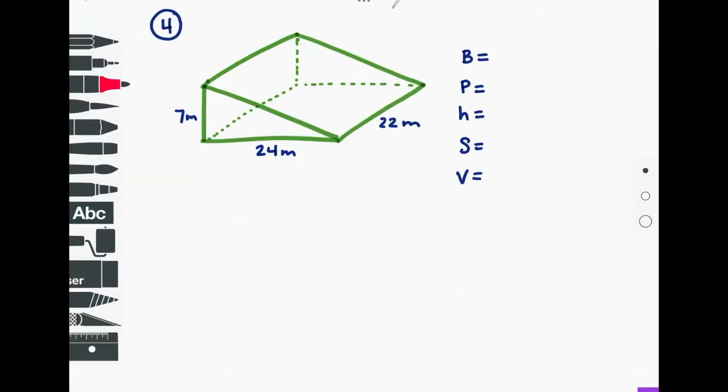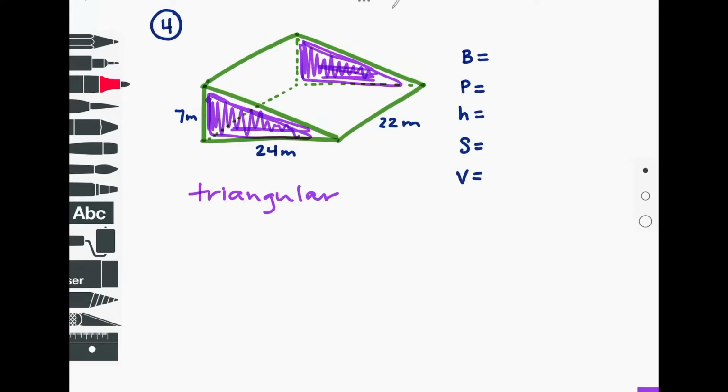I kind of knew number 4 would stump you. Actually, I referred to it on the previous worksheet. A lot of people have trouble finding the base shapes on this because it's sort of tipped over. And so again, we're looking for two congruent parallel shapes. And so this was a triangular prism. Triangular.